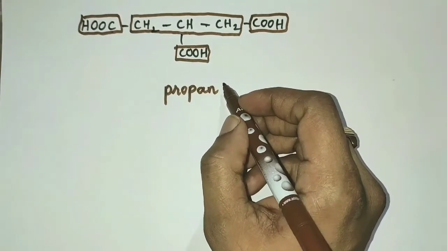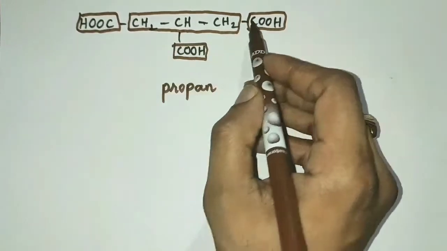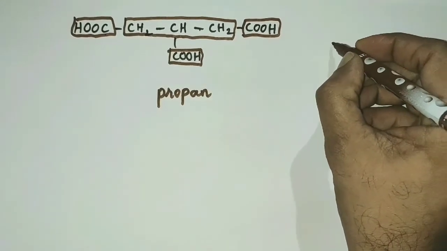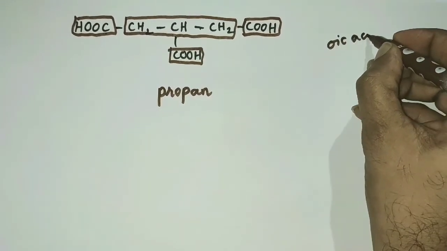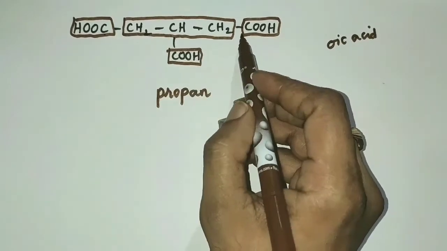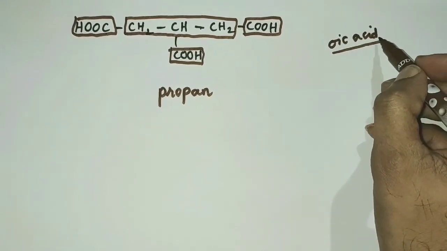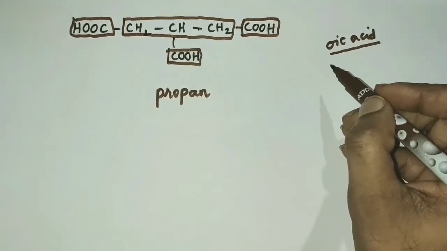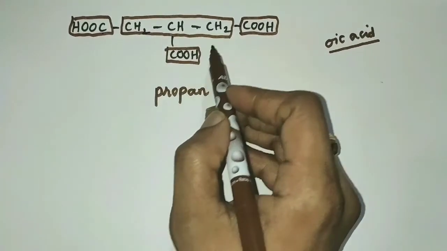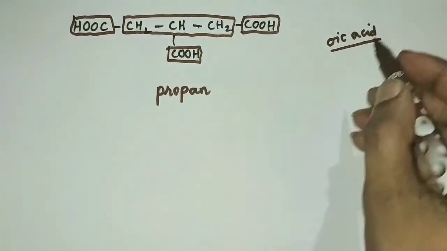What are the functional groups we have? COOH groups, carboxylic acid groups. If the functional group is carboxylic acid, generally we use the secondary suffix oic acid. But here the carbon atoms from the carboxylic acid groups are not included in the longest carbon chain. That's why this oic acid should not be used as the secondary suffix. If the carbon atoms from functional groups are not included in the longest carbon chain, then for a carboxylic acid, the secondary suffix is not oic acid.